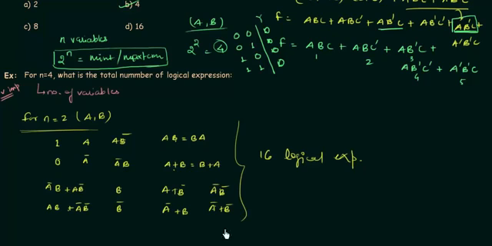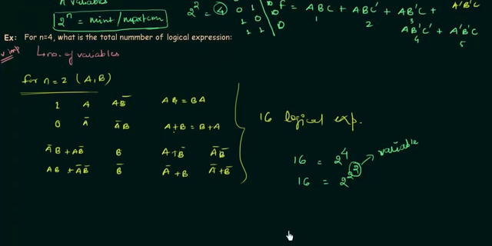Let's generalize it. 16 for two variables, so I can write it as 2 to the power 4, and 2 to the power 4 is 16, and we have two variables, so this 2 is representing the variables. So if we have n variables, then the total number of logical expressions is 2 to the power 2 to the power n. So this is a very important thing that you should remember.